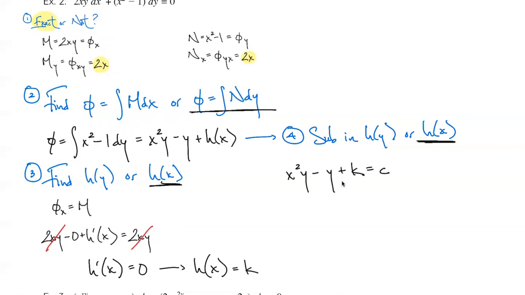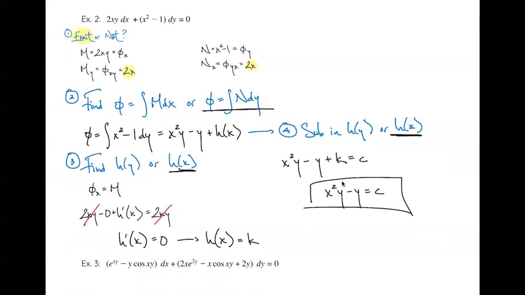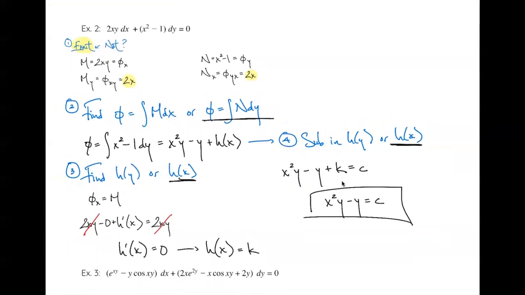And we're going to go ahead and combine our constants. We actually get x squared y minus y equals c. And that, my friends, is our solution for this exact differential equation. Okay, so we do like a 1, 2, 3, and then 3 really just helps us fill in something we don't know from step 2.